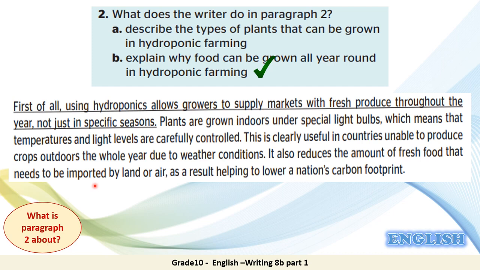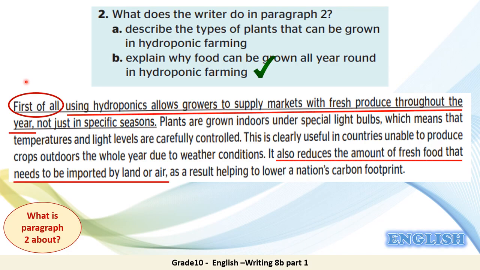Let's analyze it together. We will start with first of all. So when we are using first of all, we are listing. So let's look at the sentences that are underlined with red. What are these sentences about? Pause, read them, and try to figure out. They are reasons. Well done, everyone.